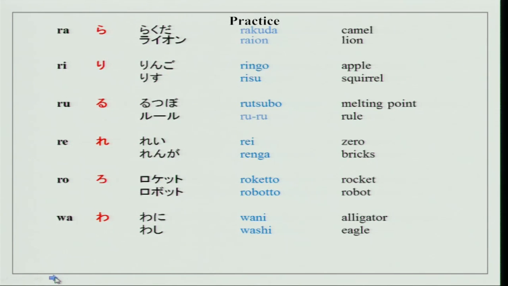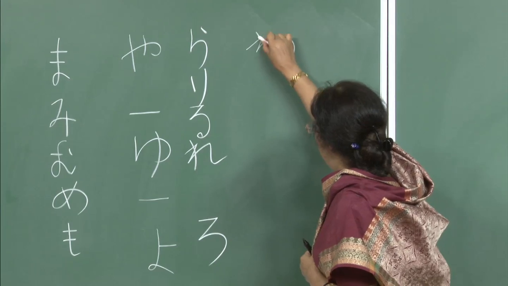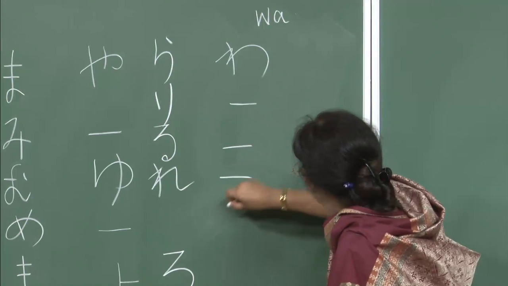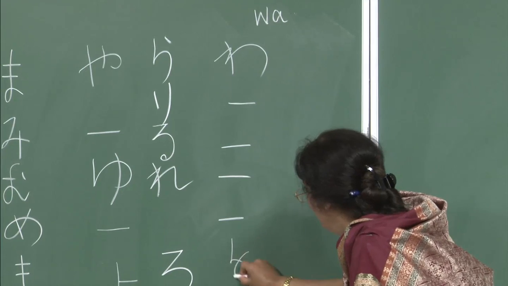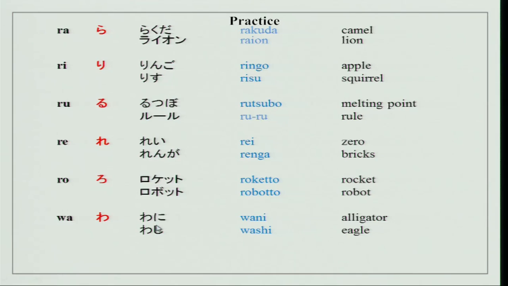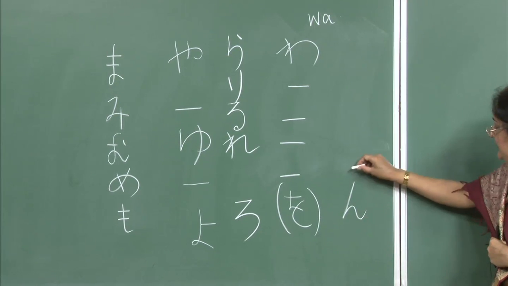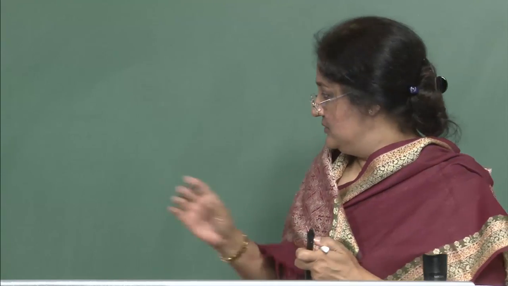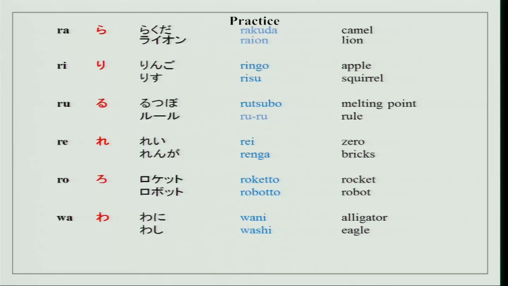After ro, we have wa, there is nothing after wa, we have o and then the sound n. Now wa, Wani, washi. O is a different sound. O is a particle over here, and N is to be used with words, as in Remon, lemon. So we will do N later on with words. For the time being, let us see what we have now for you. O and N.